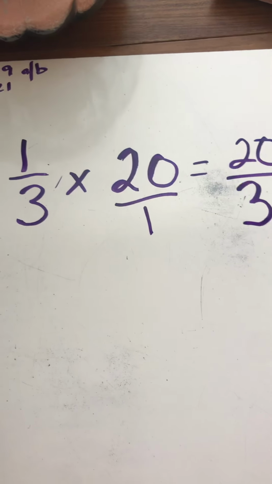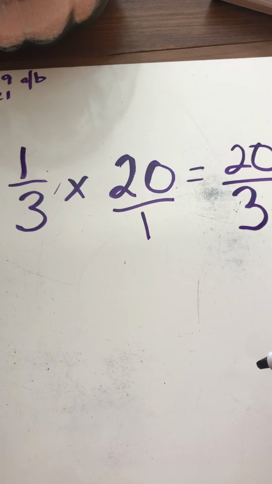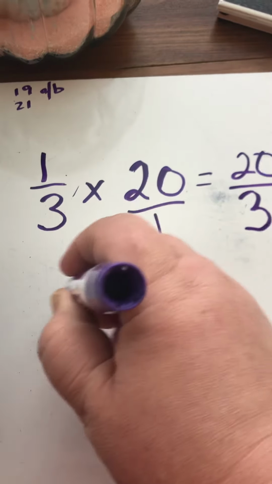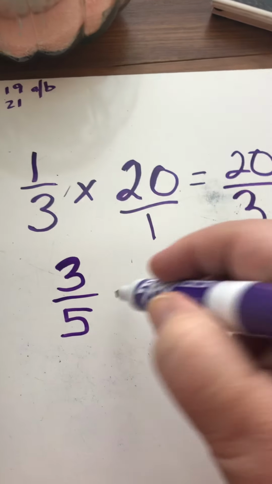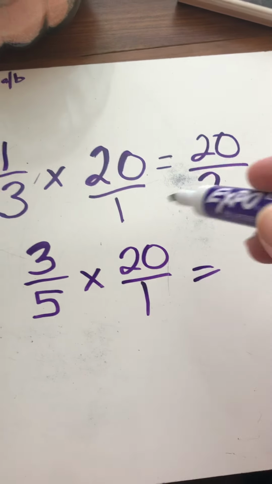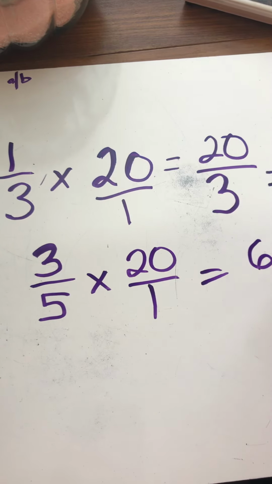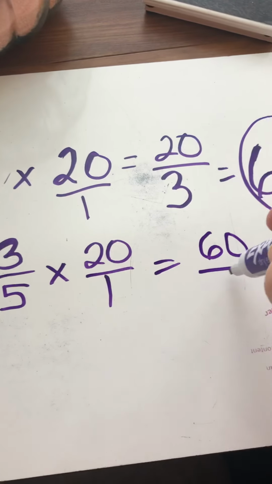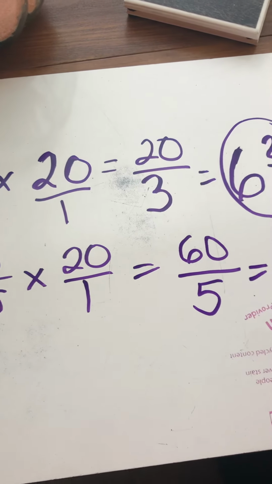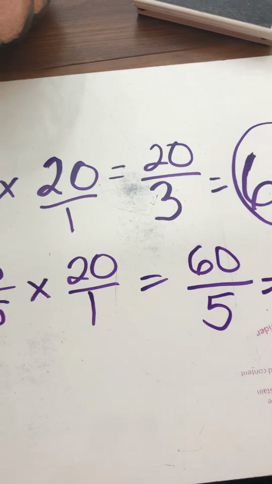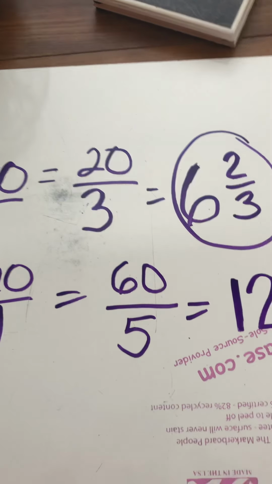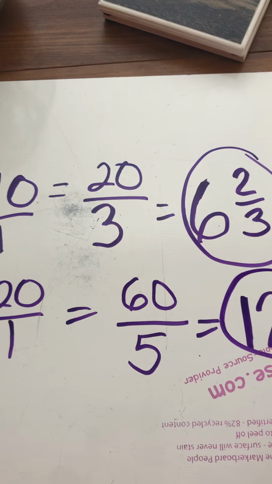And then for part B, if 3/5 of the species Jill identified were animals, how many plants did she identify? So now we're going to change that to 3/5 of 20. So again, we're going to put the 1 underneath there. I'm going to do 3 times 20 is 60. 5 times 1 is 5. And then 60 divided by 5 gives me 12.